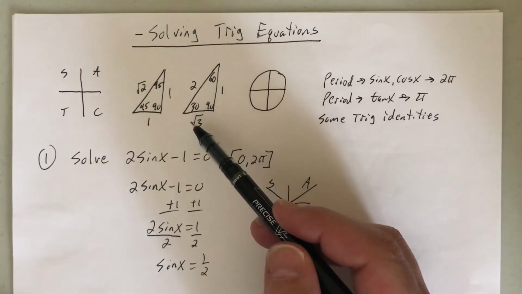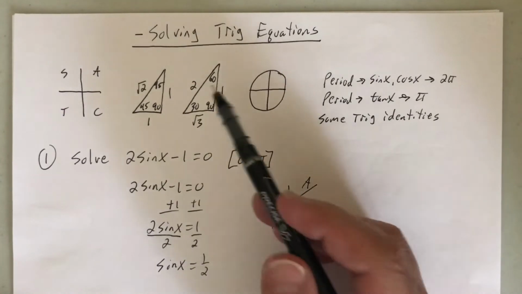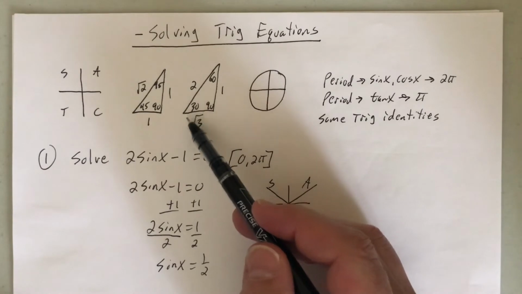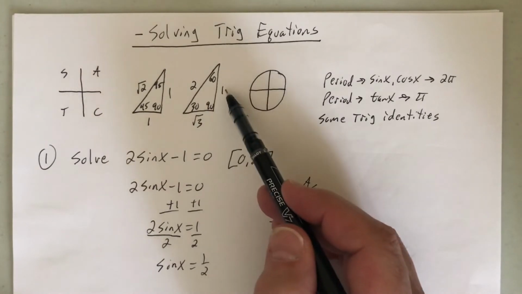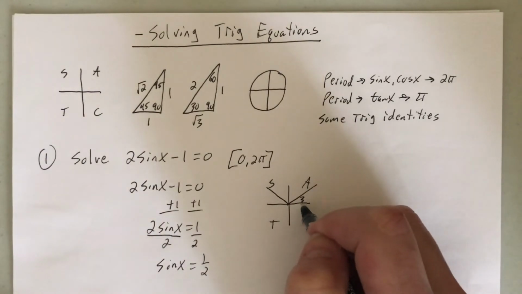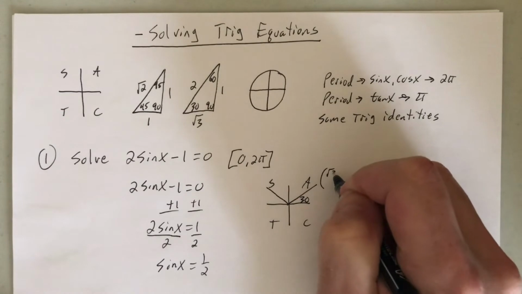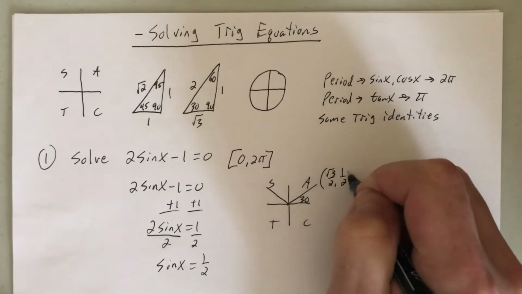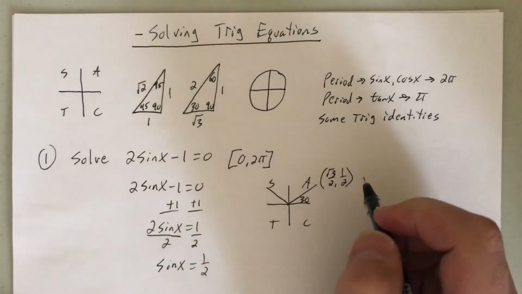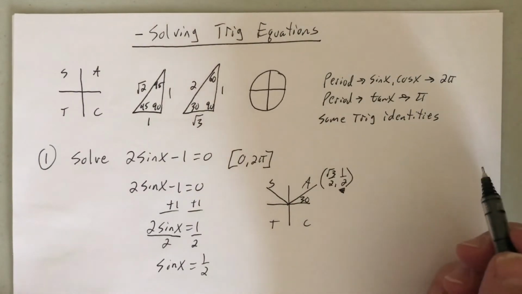and figure out, when am I going to get 1/2? Remember, sine, SOH, so it's opposite over hypotenuse. So if I was at 30 degrees, opposite over hypotenuse is 1/2. That tells me that this is going to be 30 degrees, which is here. Or if you went to the unit circle, this is the square root of 3 over 2, comma 1/2, which happens at 30 degrees. Remember, your sine value is the y coordinate. So either way will work.